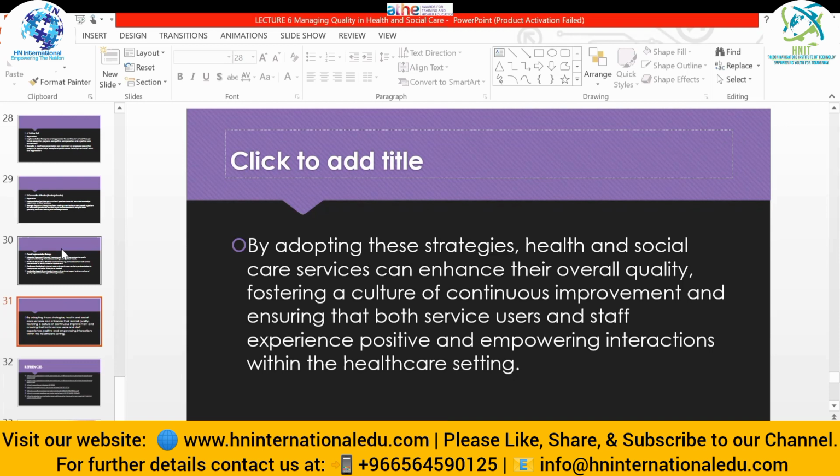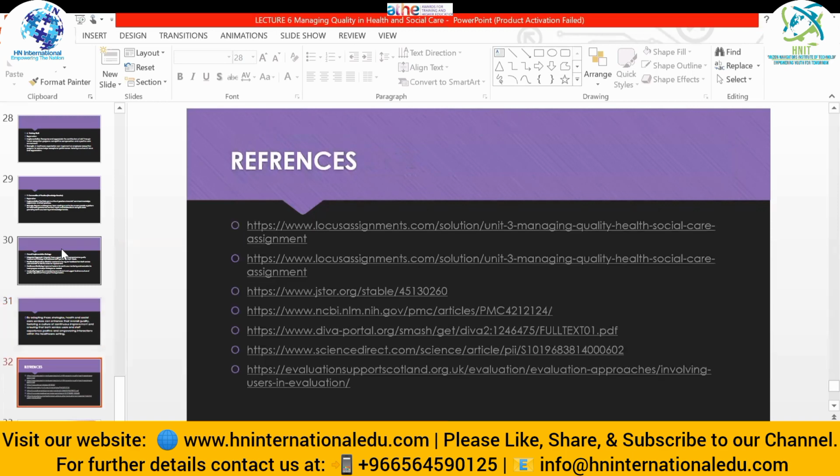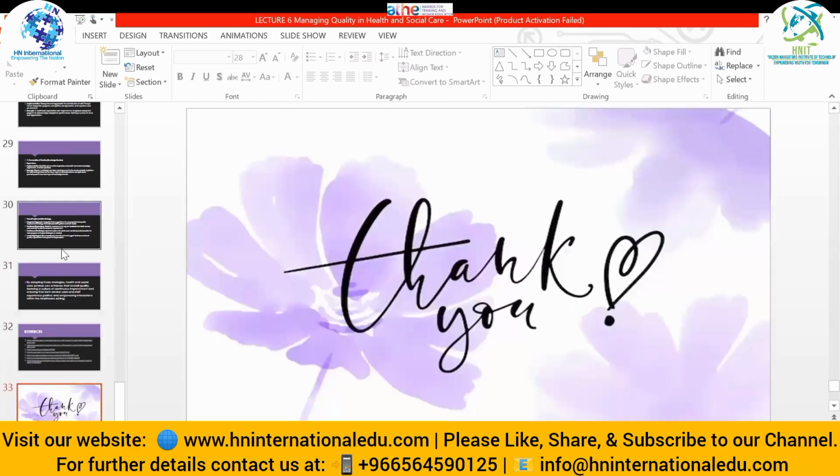So we have to look at both the user, the patient, and the healthcare staff as well, and how we have to tackle both of them equally, meeting their needs and wants in an equilibrium balance. These are the references and that's it.